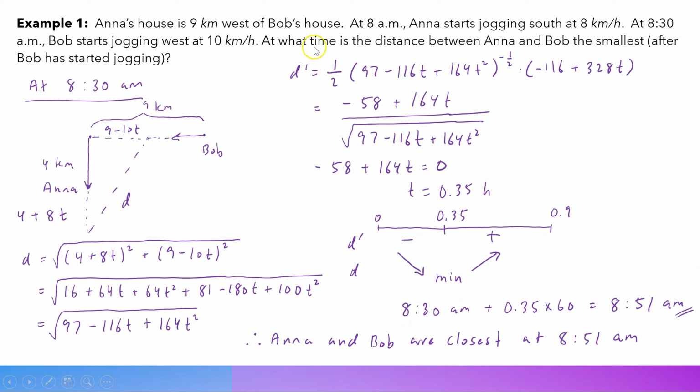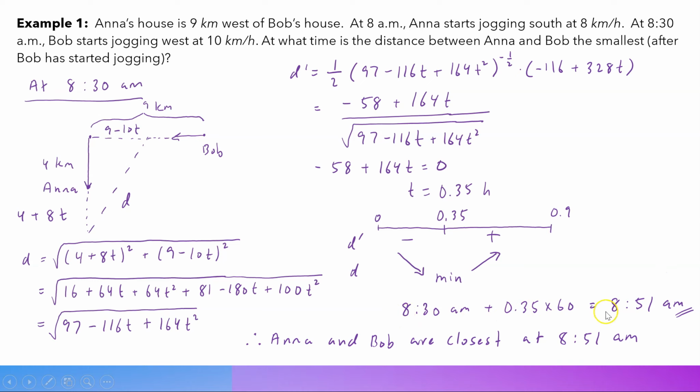Now the last thing to do is to actually find the time at which the distance between Anna and Bob is the smallest. And so this is all from 8:30. So to find the time, we would have to add 0.35 times 60. So we have to convert the 0.35 hours to minutes, and then add the minutes to 8:30.